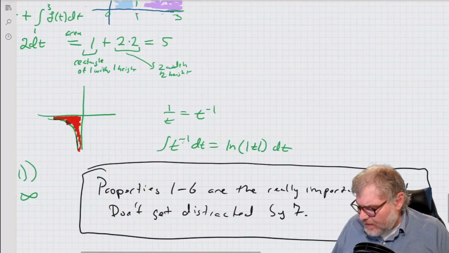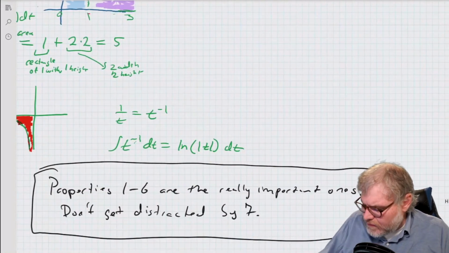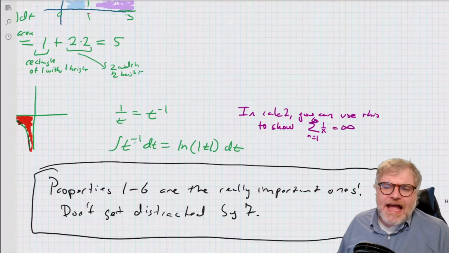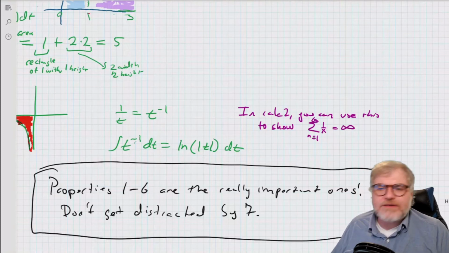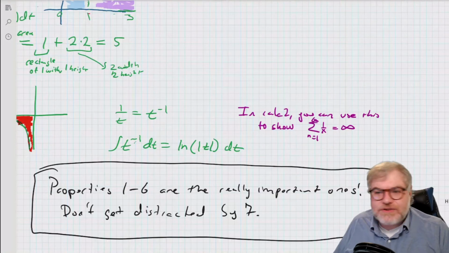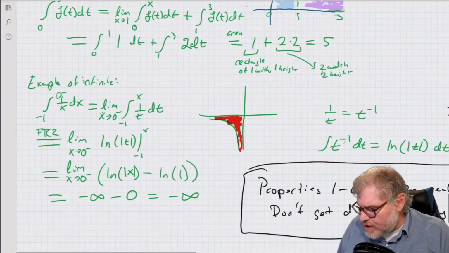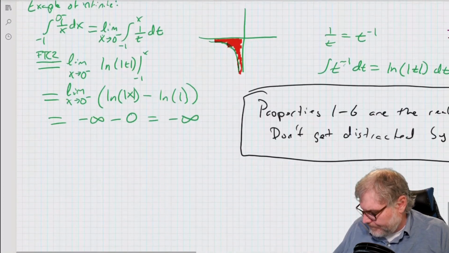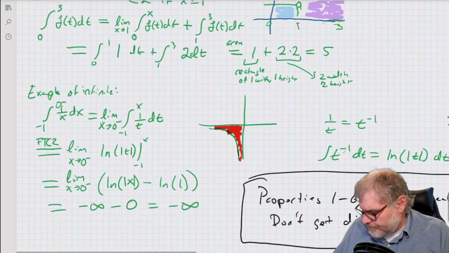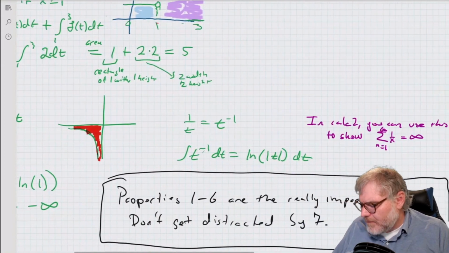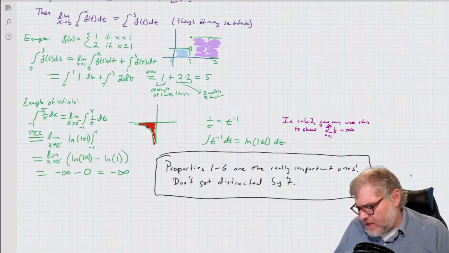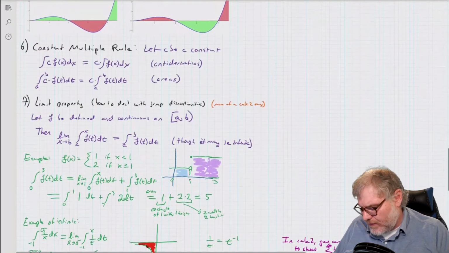And this is actually very useful in Calc 2. You can use this to show that this particular series diverges, which is one of those cool things in Calc 2. You can show it very quickly by using this little trick with the integral. Okay, so those are sort of the properties. And remember that properties 1 through 6 are the really important ones, so don't get distracted by property 7.